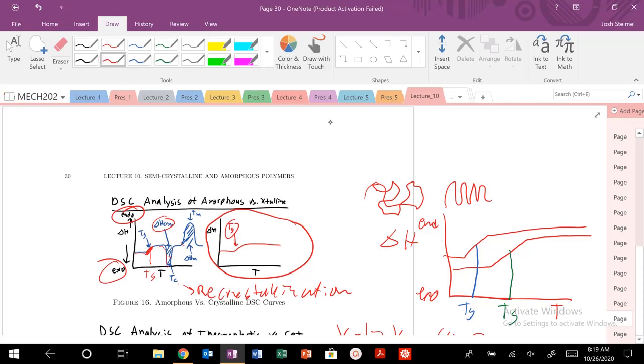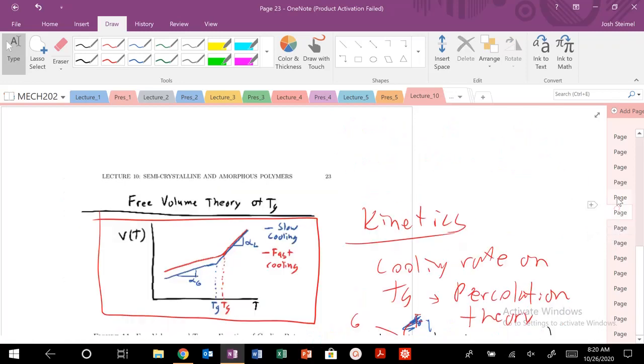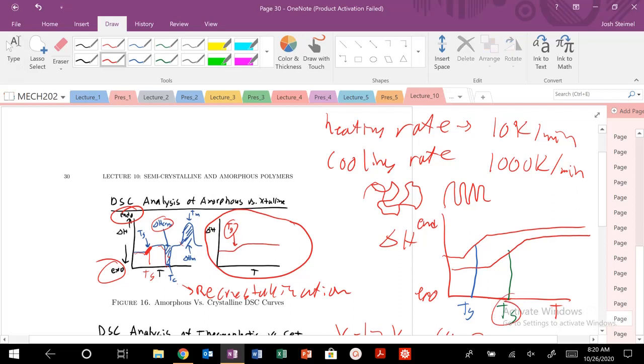Well, in this DSC curve, I have a heating rate and a cooling rate. What if I heat at 10 K per minute versus 1,000 K per minute? Looking back to our notes, what do we know about how Tg varies as a function of cooling rate? Faster cooling, faster heating, you see this change in Tg. If I cool extremely fast, I have a higher Tg. So a higher cooling rate gives a larger Tg than here. This could be cooled at this rate versus this rate right here.